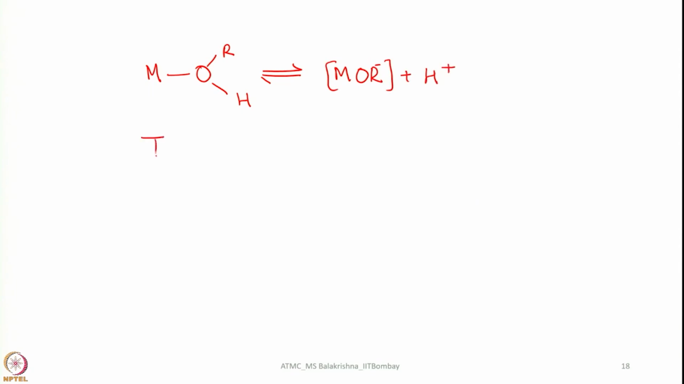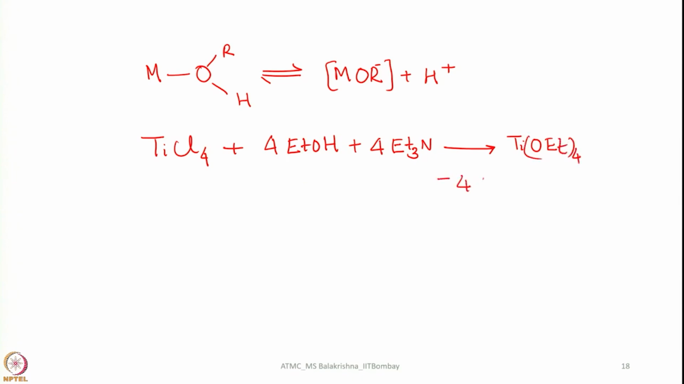For example, if we consider titanium tetrachloride and that is treated with 4 equivalents of ethyl alcohol in presence of a base such as triethylamine, it can give tetraethoxy titanium. Of course, here 4 triethyl ammonium chloride are formed, and examples of this type of compounds are also known.